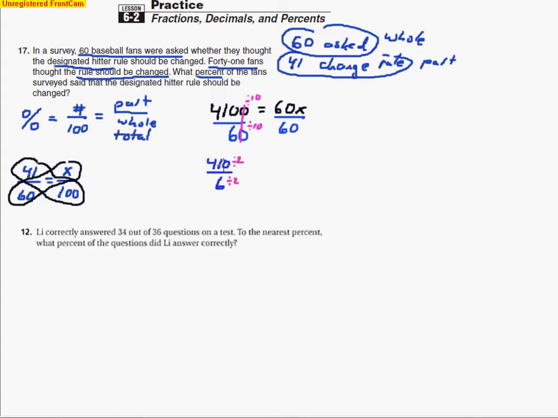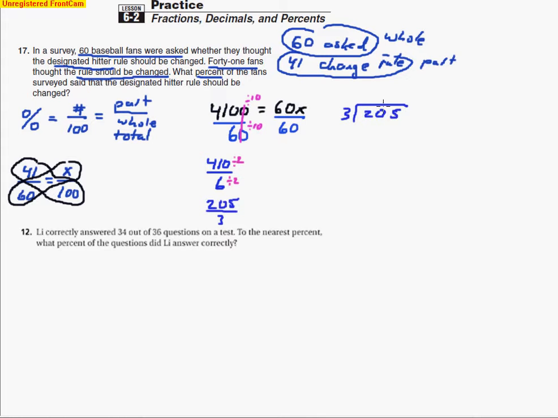So half of 410, well, half of 400 is, what is half of 400? It's 200. So half of 10 is 5, so that makes 205. Half of 6 is 3. Now I've made the problem a whole lot easier to deal with. So let's set up our division problem now. 3 into 205. I think I would end up spending just as much time doing the division problem 60 into 4,100, or maybe even less time if I reduce the fraction.